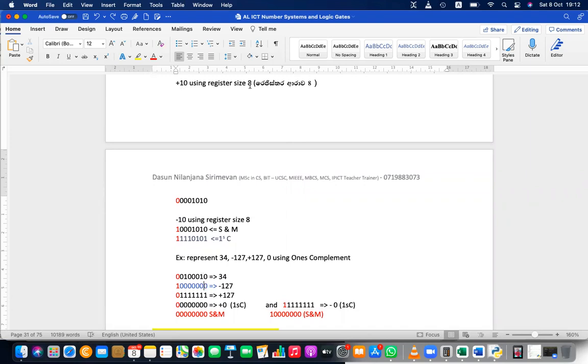So this is how the positive 10 is represented. And this is how the negative 10 is. Negative 10 is basically you write the positive 10, then invert. But the sign bit will remain, and the other bits need to be inverted. That is how the ones complement is represented. Just take a screenshot of this and write it down in your notes.